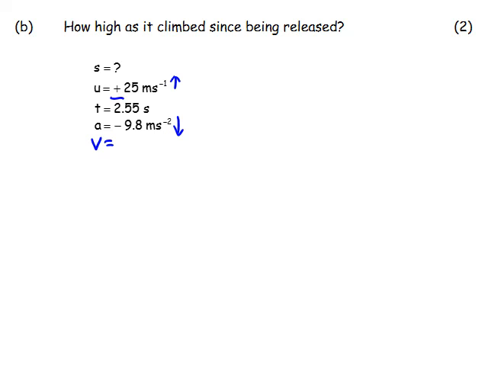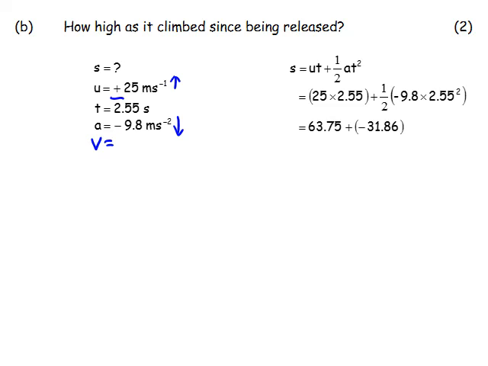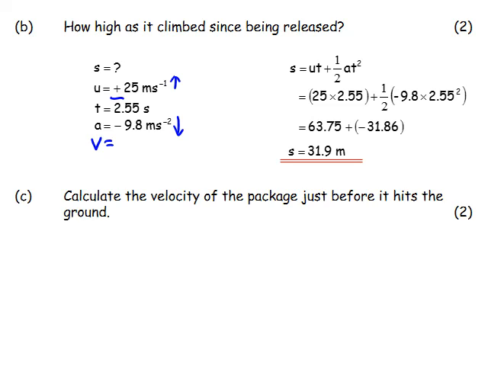and we've just worked out from the previous part our velocity. So s equals ut plus half at squared to work out how high it's gone up. And we've got 25 times 2.55, that's plus 25. And then we've got half times minus 9.8 times 2.55 squared. So take care with the signs to get our displacement.